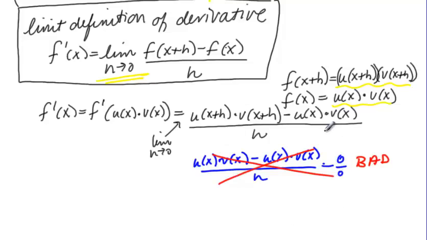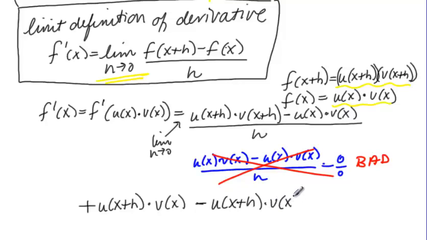So we need to monkey with this and see if there's anything that we can do to make it a little bit better. Now, there's a little trick that we're going to use, and it's not something that you would normally know unless you've done a lot of proofs. So let me show you what we're going to do. We are going to add u of x plus h times v of x, and also subtract that same thing, u of x plus h times v of x, to the numerator. When you add something and then subtract the exact same thing, you're going to end up with 0.